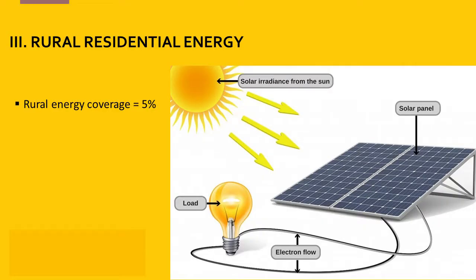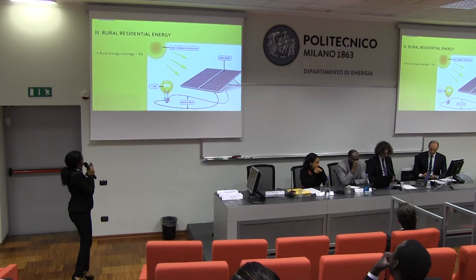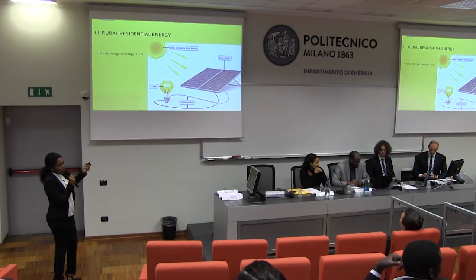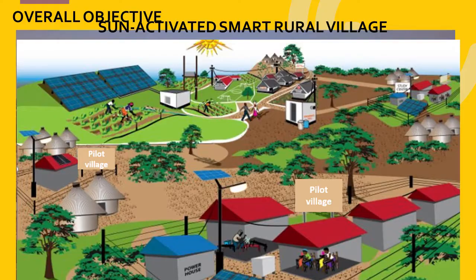The third objective will be using solar energy for residual purposes, for lighting mostly, because mostly the rural people of Ethiopia don't have access to electricity. More or less only 5% of the residential rural people have access to energy for lighting. So we want to improve this percentage by using solar energy.